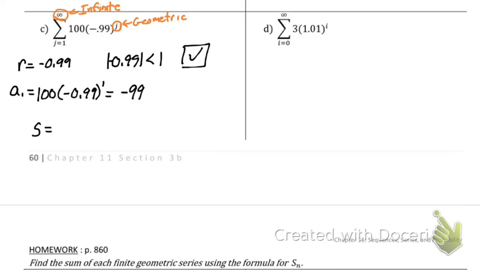That means our sum is going to equal our first term on top, 1 minus r on bottom. So that's 1 minus negative 0.99. Once again, for sake of the clock, I'm just going to give you the value. That comes out to about negative 49.8.